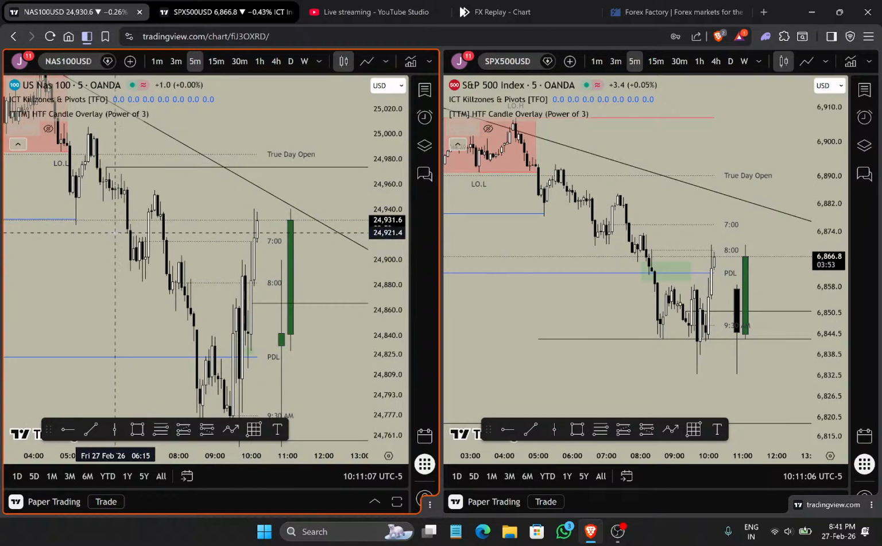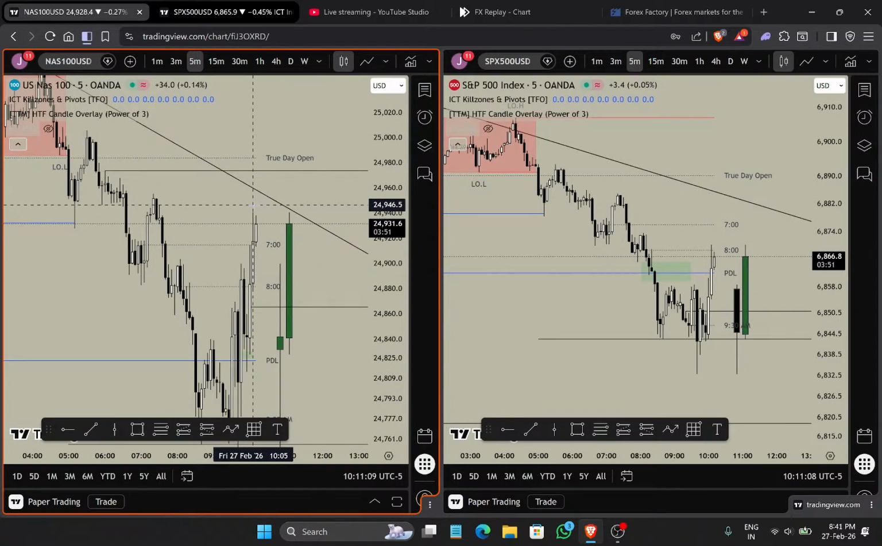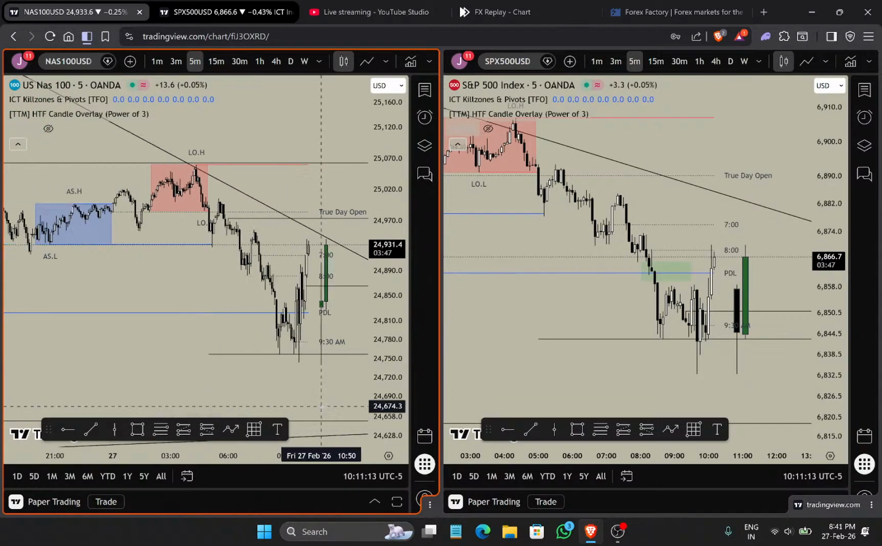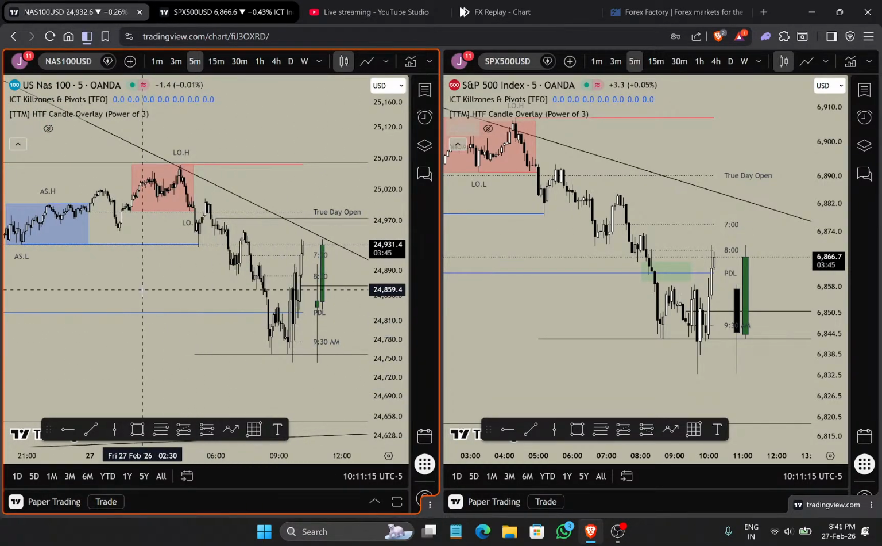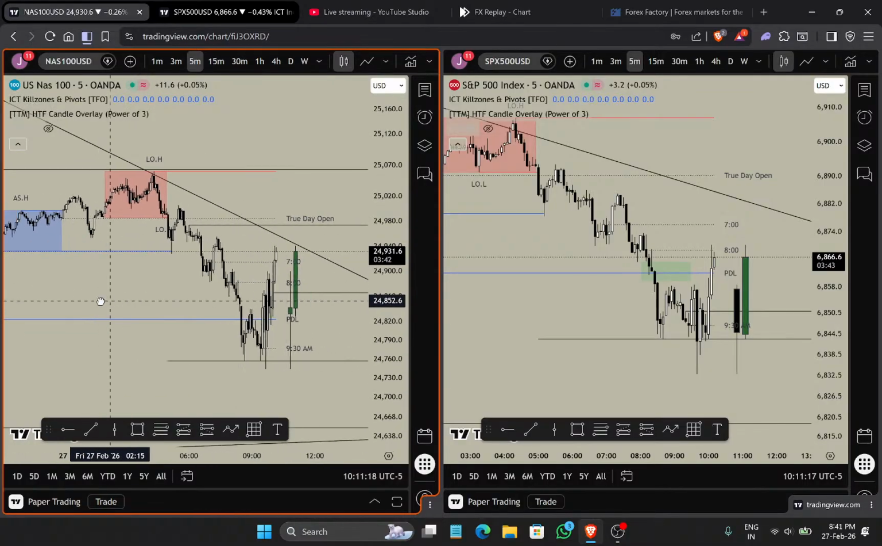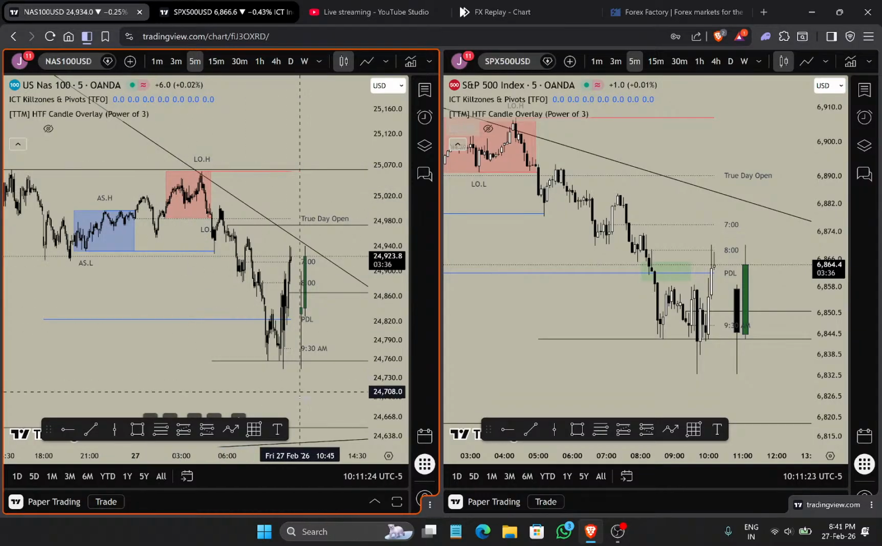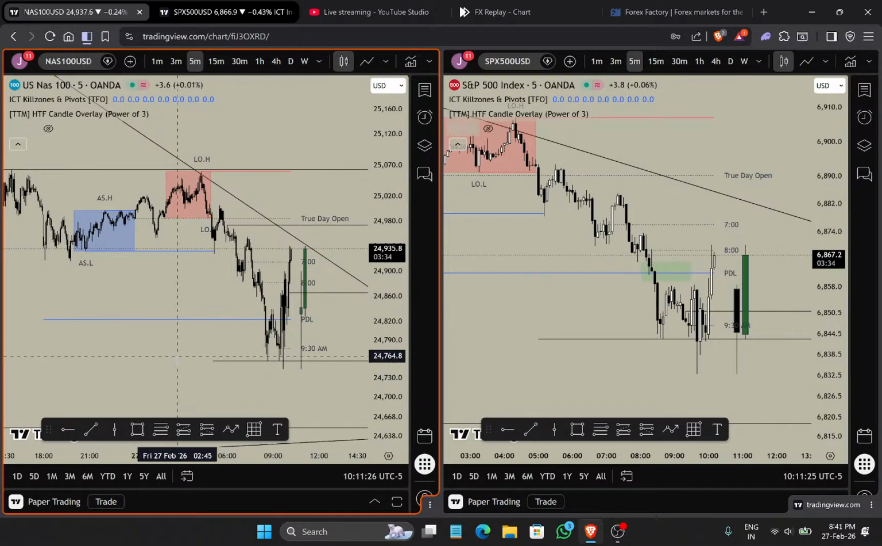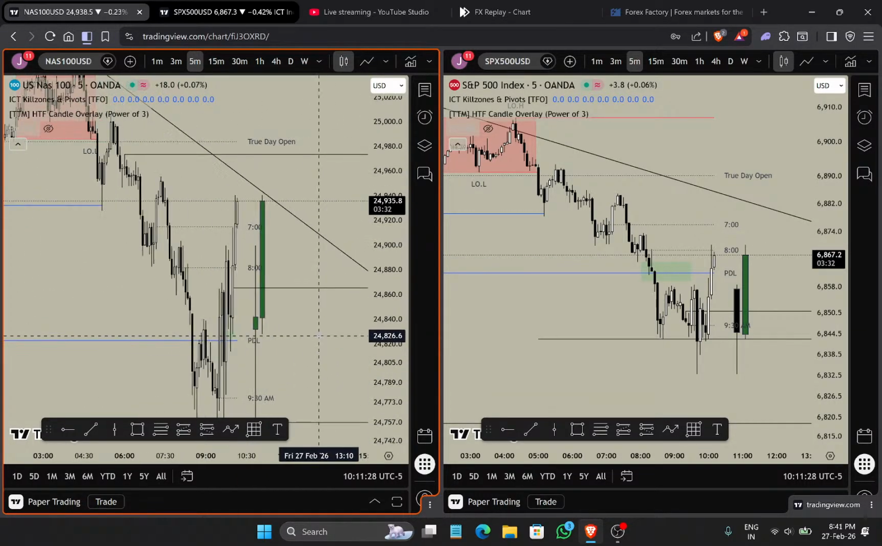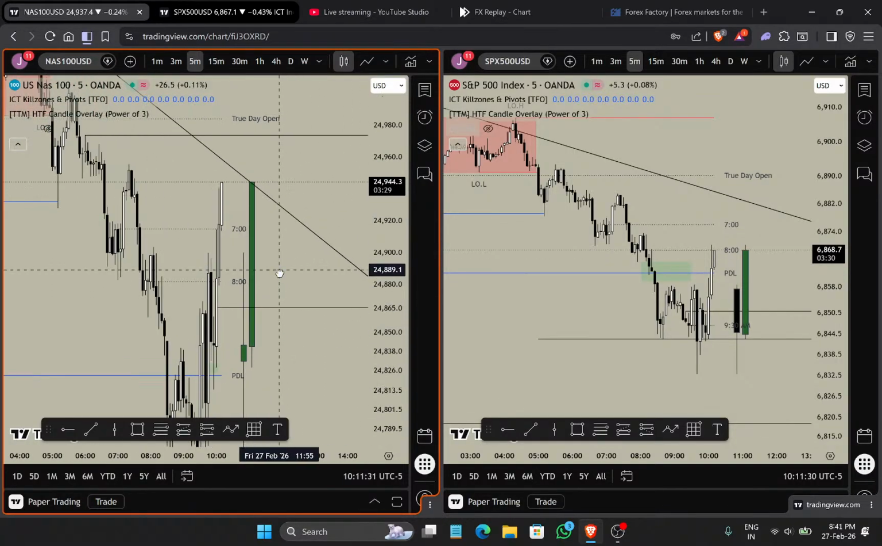Here is 7, 8. They are running through a pool. Think about this. This is pure accumulation, manipulation, distribution, and manipulation, distribution piece. But here we have no pullback and nothing.